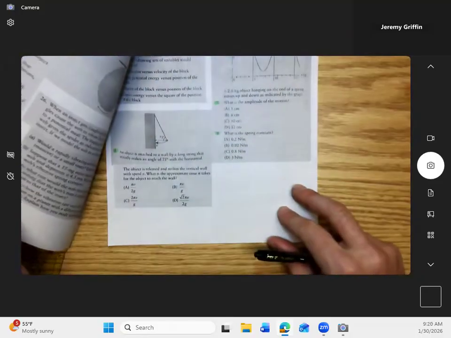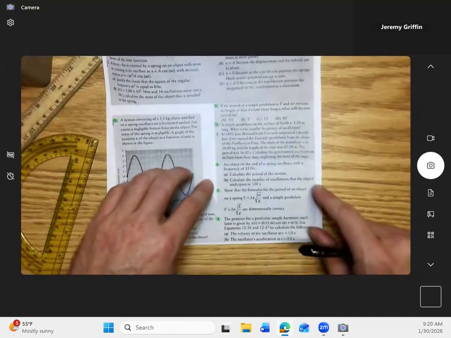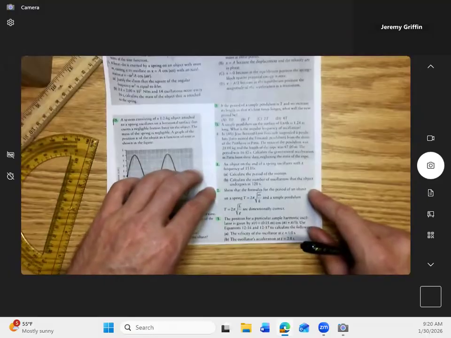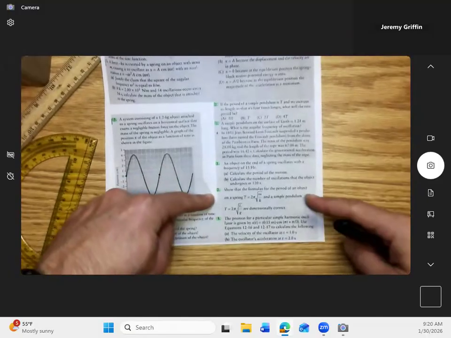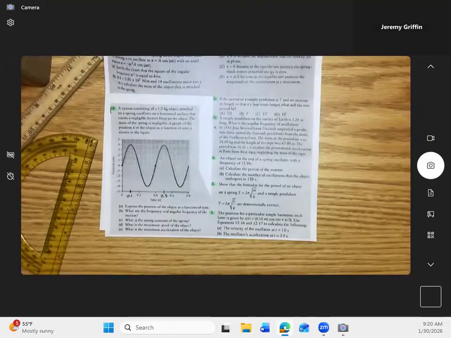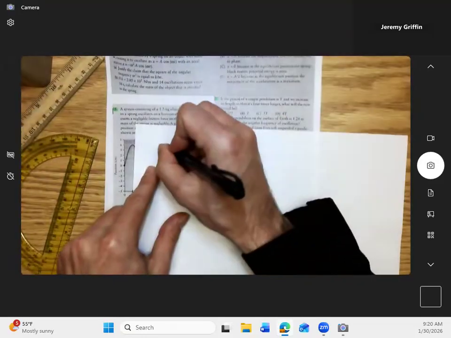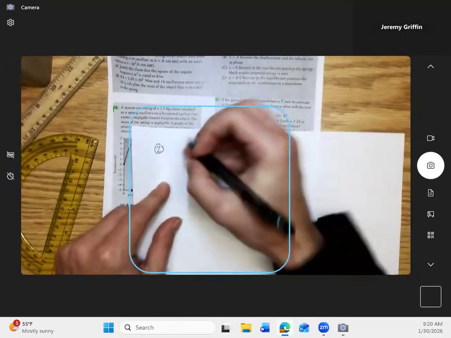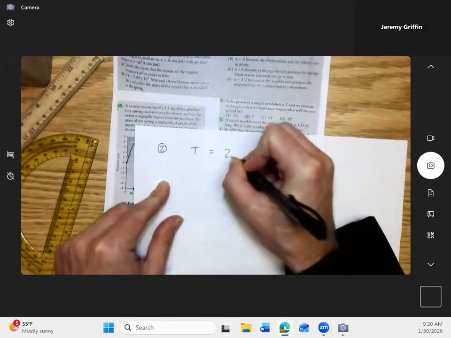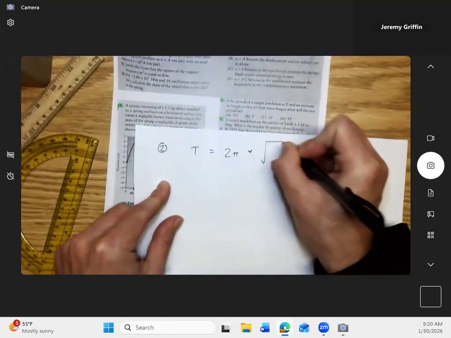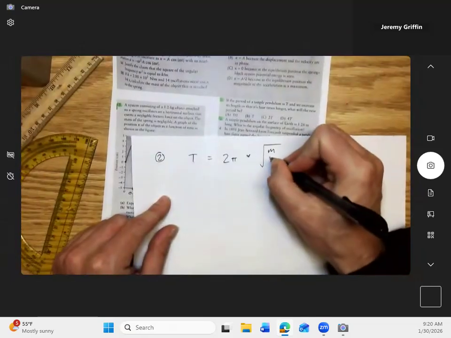We probably have time for one more, so it would be a good one. Let's do number 2 right here. It says show that these are dimensionally correct. So T equals 2 pi times square root of m over k. Let's start with that.